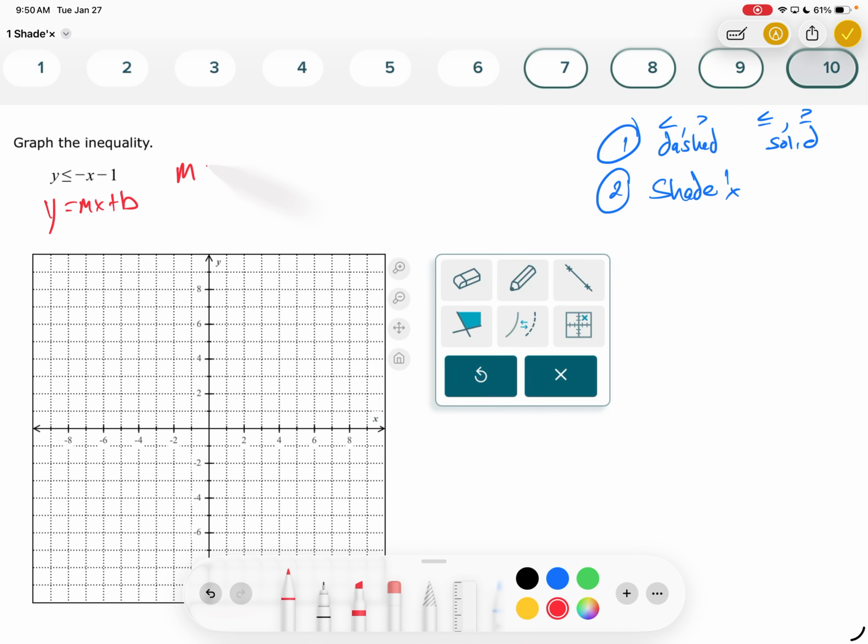My m is -1. So that's -1/1. I would go down 1 to the right 1. And my y-intercept is at -1. Again, I'm going to start at my y-intercept. My y-intercept is -1, and then I go down 1 to the right 1. This is a solid line because it is less than or equal to.